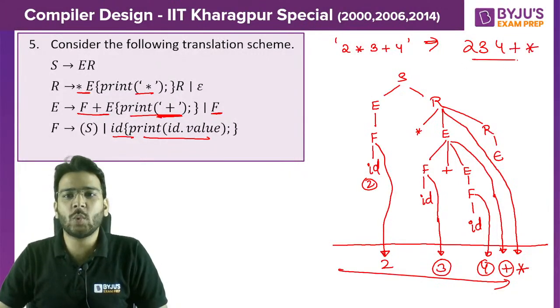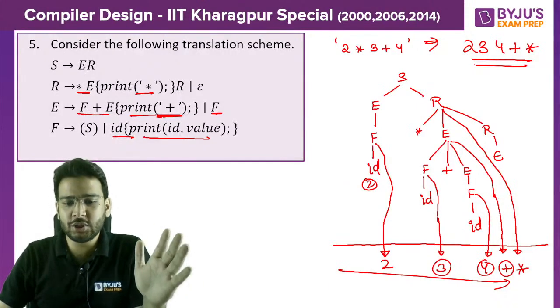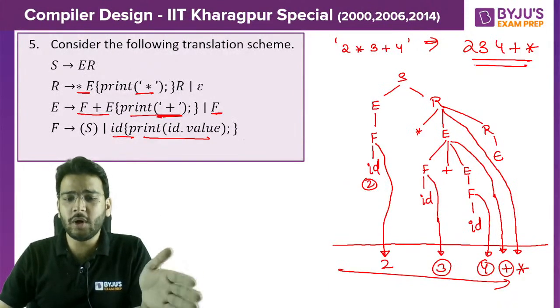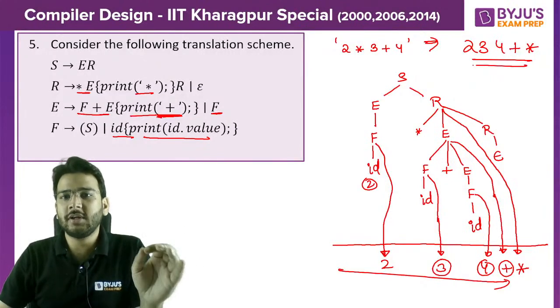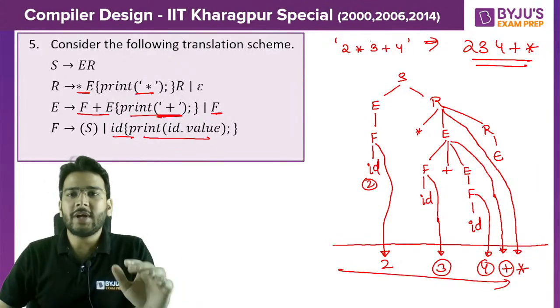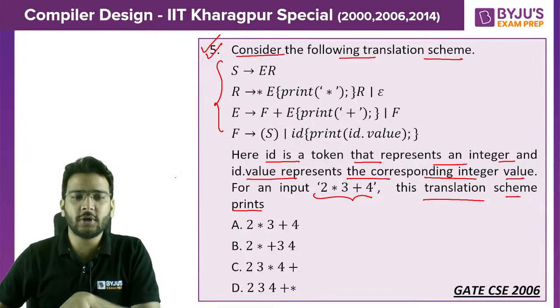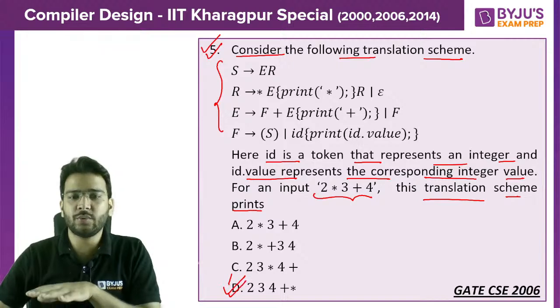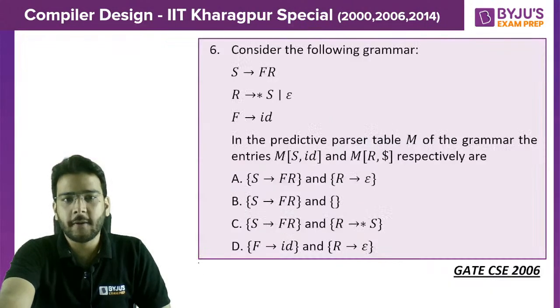What is this? This is nothing but the postfix evaluation. It is converting into postfix. Yes or no? Everyone? Yes. So that is going to be the answer. That means option D is the correct answer for this question. It is converting into a postfix expression.